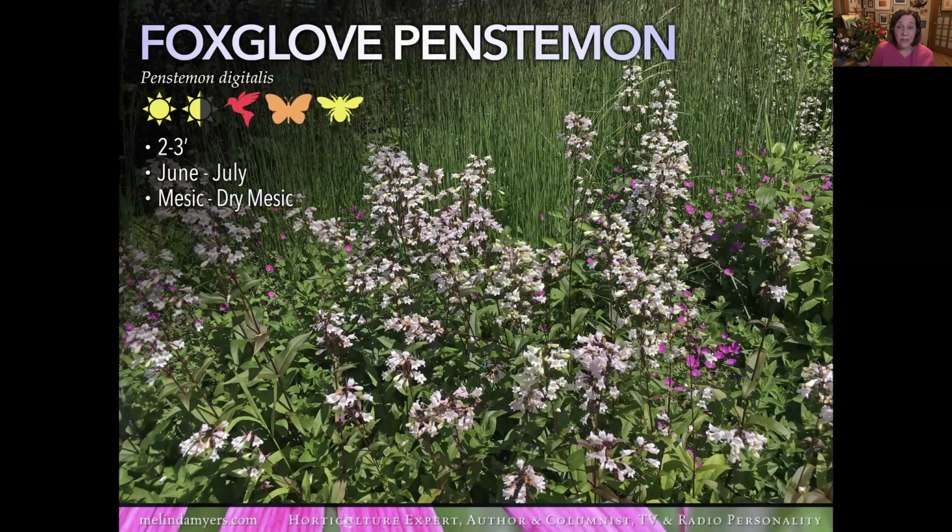Foxglove. Foxglove comes in early, gives you a couple months of bloom. Now, if you know penstemons, they tend to like well-drained to dry soils. This foxglove, Penstemon digitalis, is more clay tolerant and moist soil tolerant.